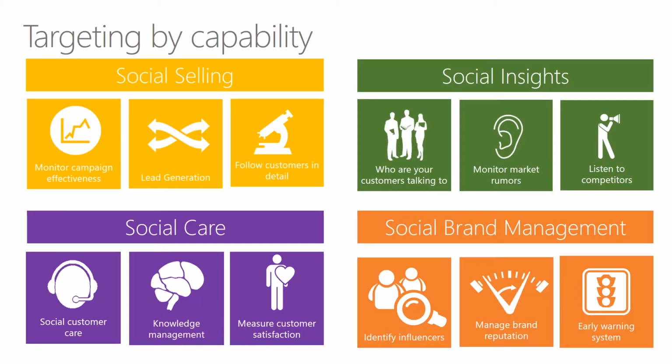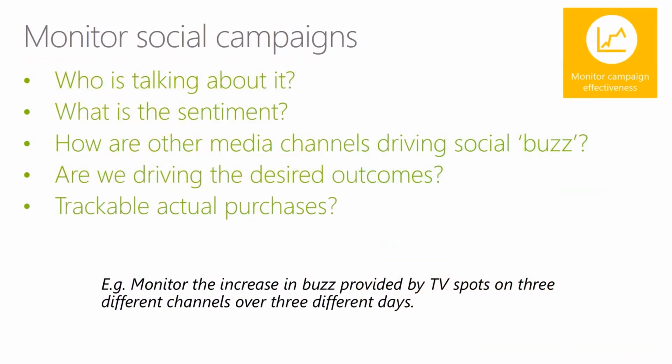So for targeting by capability, let's first refresh what our capabilities are. Our primary capabilities focus around social selling, social insights, social care, and social brand management. What we'll do next is go through a few of the different ideas and points that we have for each of these capabilities. So monitoring your social campaigns.